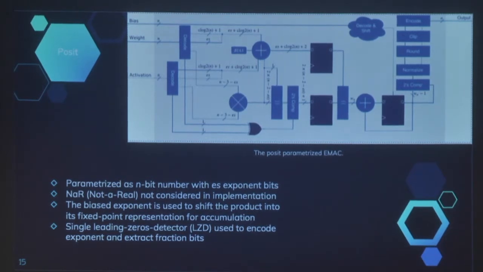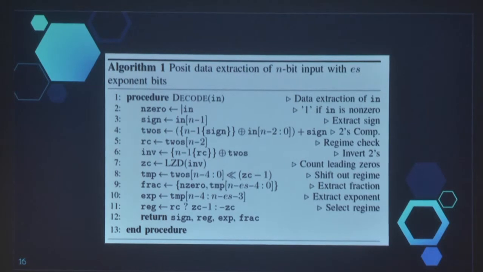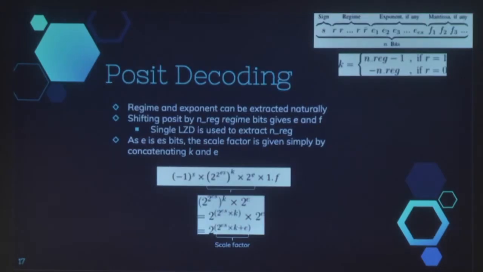So the regime is dynamic. We have a very simple algorithm on how we are going to extract the posit for n input with ES exponent bits, and we have the whole algorithm in the paper for how we did the posit EMAC. I didn't want to put that whole thing in here, so you could just go through it.